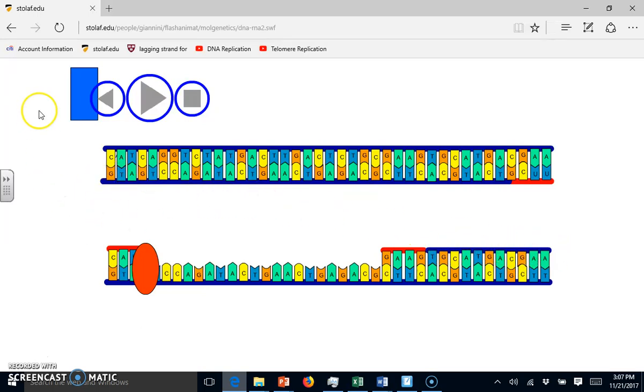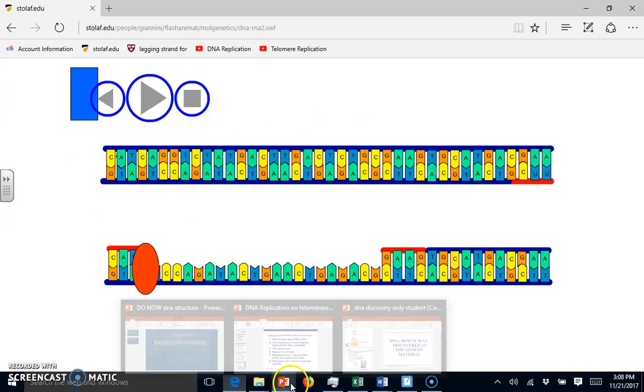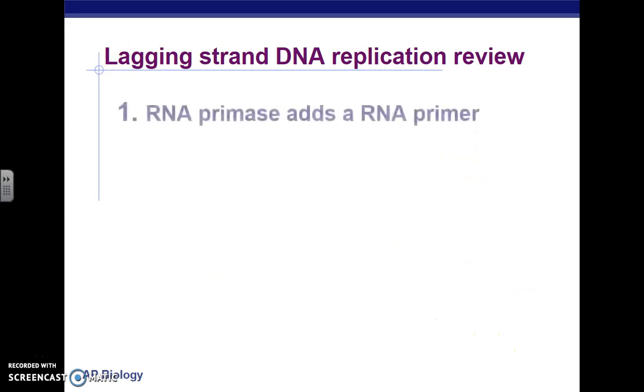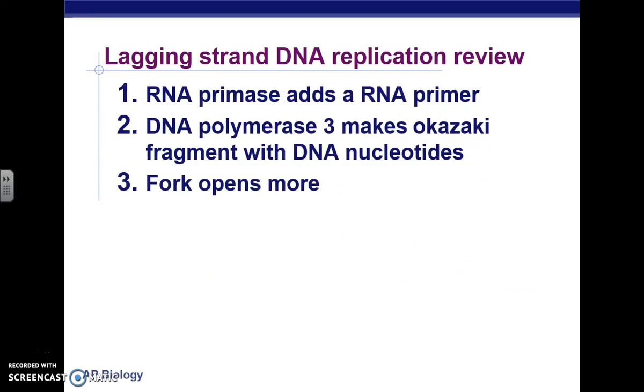And you'll see that the fork also opened more over here. So, and this is continuing in this direction. But now, if we go back to the slide, now you can see all the steps. You saw the fork open more, okay? And then we're going to repeat steps 1 through 3. So RNA primase is going to add another primer, and then DNA polymerase 3 will make another Okazaki fragment.